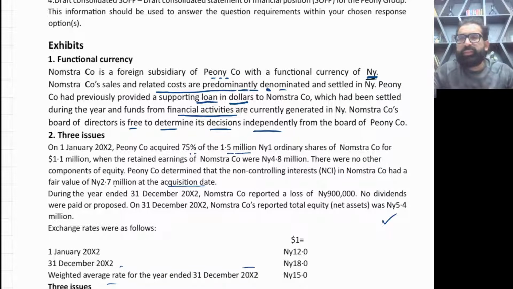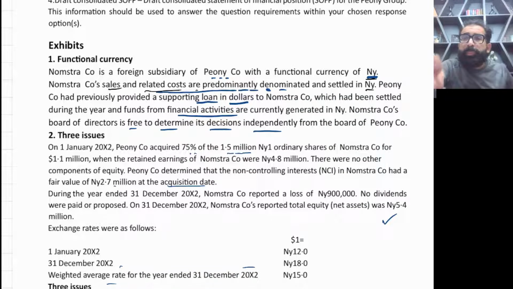This is the functional currency of this foreign subsidiary. Nomstra Company's sales and related costs are predominantly denominated and settled in NY. Yes, a very major point. Functional currency is the currency of the country whose primary forces determine the sales and costs of our products. So the sales and costs are in NY, which is the primary factor, a very important factor. Right now this first point goes with NY.